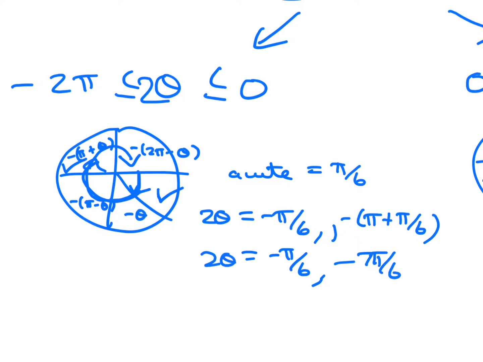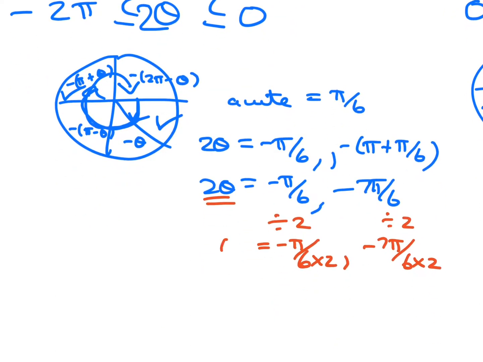Okay, so your next step is to get rid of this 2. So we're going to divide everything by 2. So to divide by 2, you go minus pi on 6 times 2, minus 7 pi on 6 times 2. So that's theta. So theta is minus pi on 12 and minus 7 pi on 12.